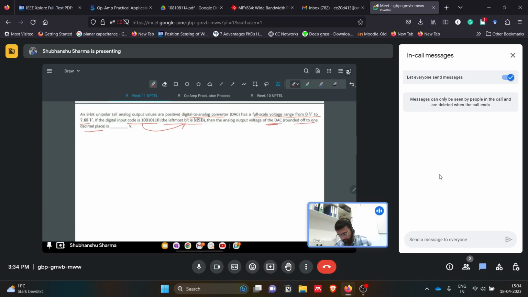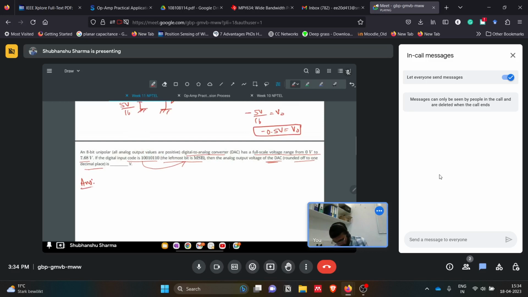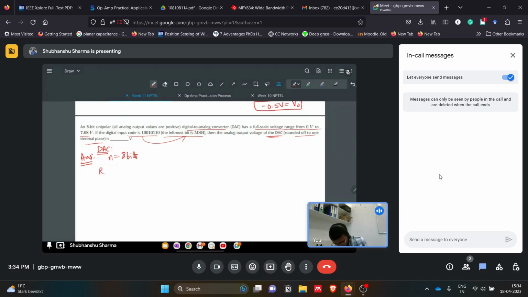So I think this is also simple. We are given the range, we are given the n bits. So we'll see. n equals 8 bits. Range is 7.68 minus 0 volts, which is 7.68 volts, which equals V full scale range. Okay, this is the full scale range, and then we find the analog output voltage.